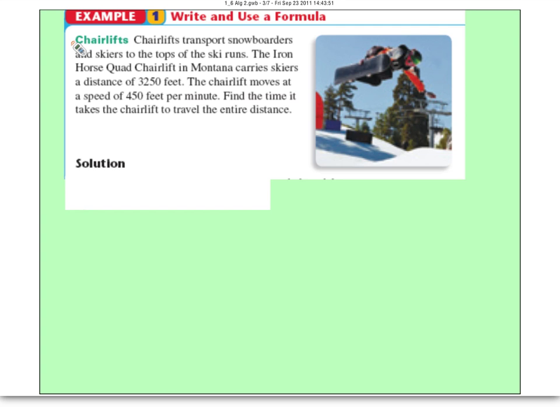Chairlifts transport snowboarders and skiers to the tops of ski runs. The Iron Horse quad chairlift in Montana carries skiers at a distance of 3,250 feet. So I'm going to highlight that. The chairlift moves at a speed of 450 feet per minute. Find the time it takes to travel. So they want us to find time.